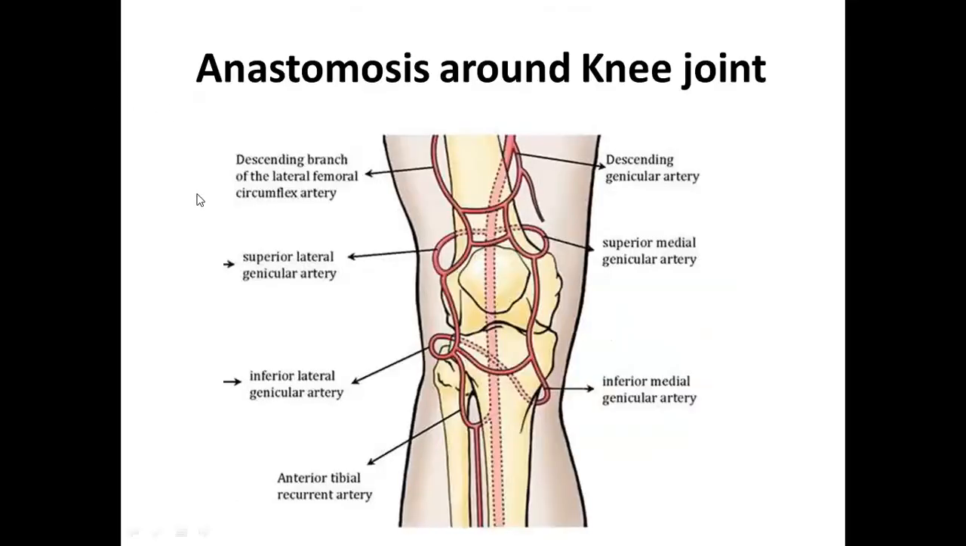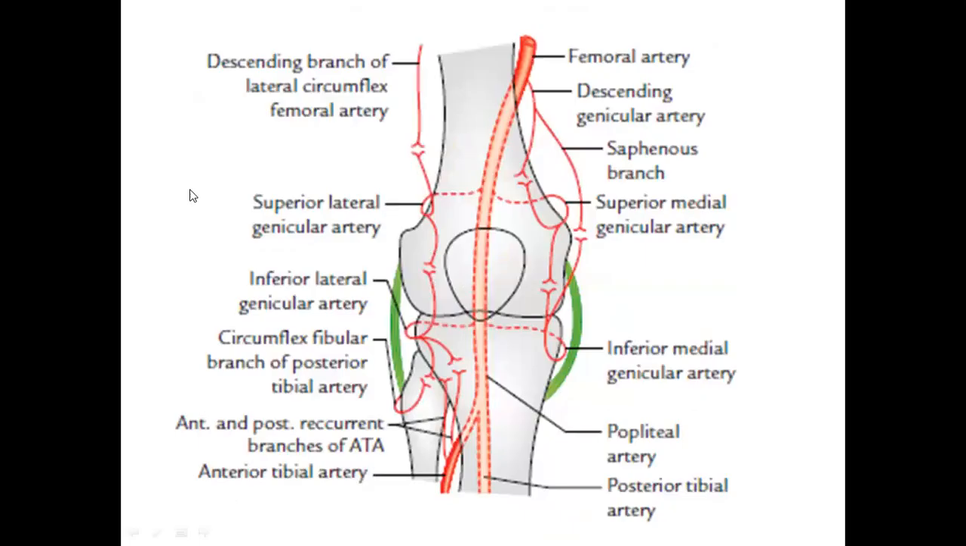Now, coming to a very important topic, that is the anastomosis around the knee joint. The anastomosis around the knee joint is very important because it maintains an adequate blood supply to the knee joint and leg during flexion of the knee joint. When the popliteal artery is compressed and the blood flow becomes sluggish, the main supply of the leg is not blocked because of flexion at the knee joint.